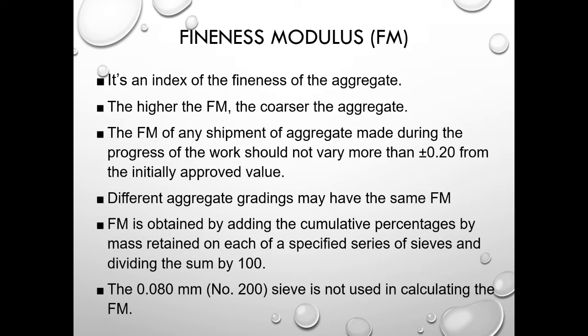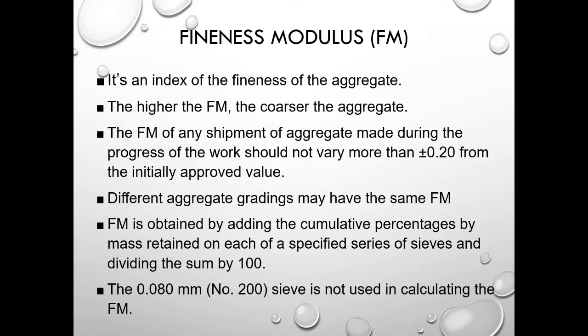FM is a good control for aggregate processing. The FM of any shipment of aggregate, when you're producing aggregate, say in a quarry or in a pit, should not vary by more than plus or minus 0.2 from the initially approved value. You will come up with a grading of fine aggregate that you use in your concrete mix design. Quality control testing of that fine aggregate as you're producing it should not vary. It's a way of ensuring that the grading is consistent.